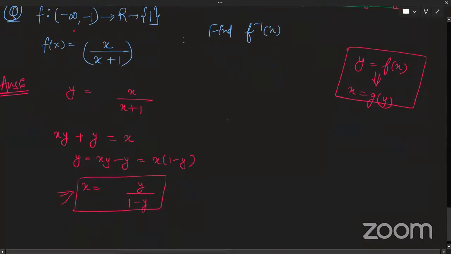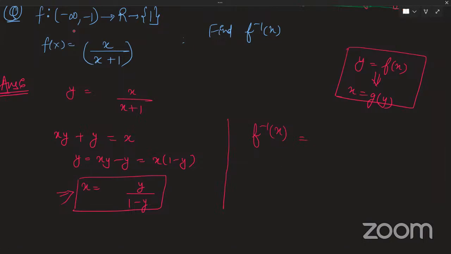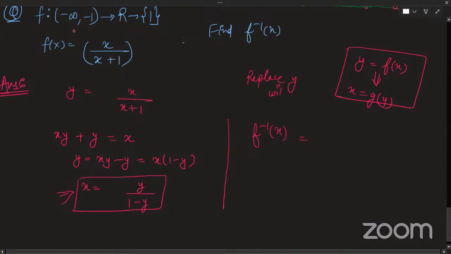Now what do I do? I need to find f inverse in terms of x, like the input I am giving is x. So if the input I am giving is x and I am getting this function in the form of y, I can just easily replace y with x. Just replace y with x. So my f inverse x will be... Sir, x of 1 minus. Yes, yes.